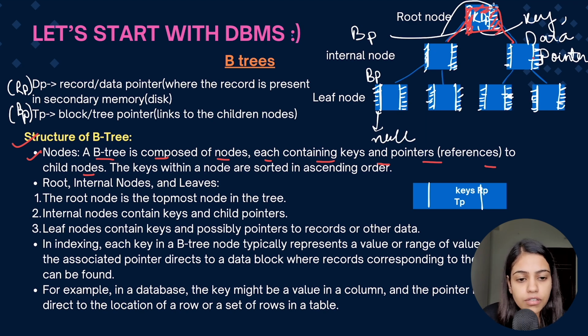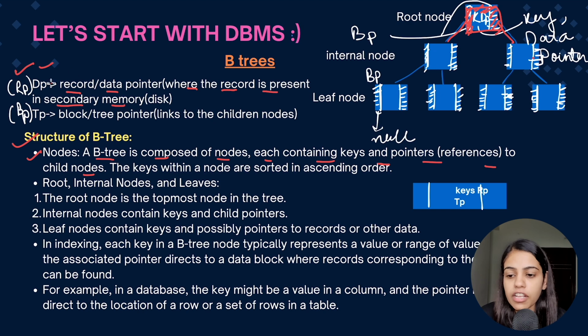Along with the key, we also have a data pointer. Now, what is a data pointer? A data pointer, or record pointer, is the one that tells where the record is present in the secondary memory. So the data pointer or record pointer helps us know at what particular location our record is present in the secondary memory, or the disk. Now, the keys within a node are sorted in ascending order. So all the keys present within a node are sorted in ascending order.